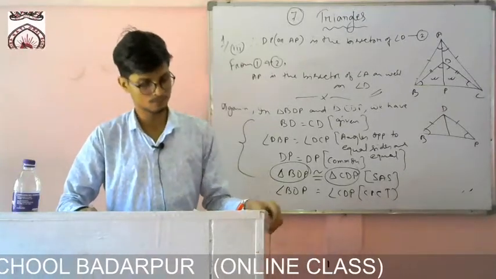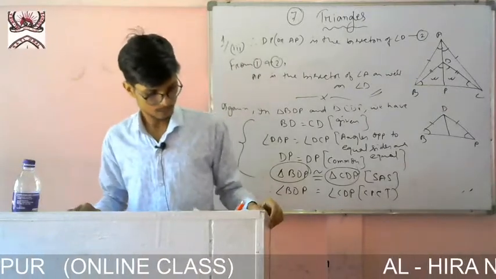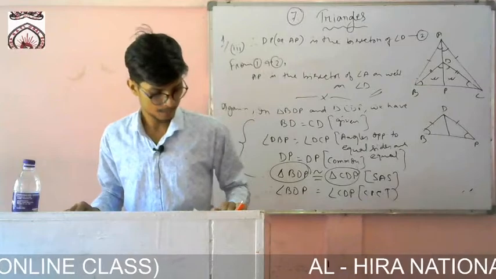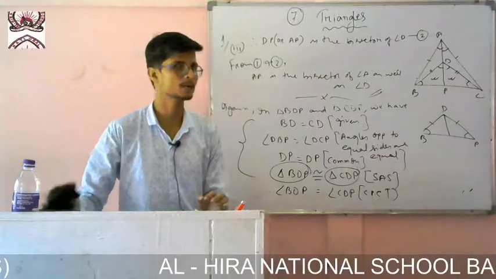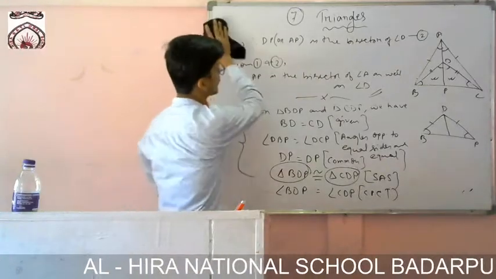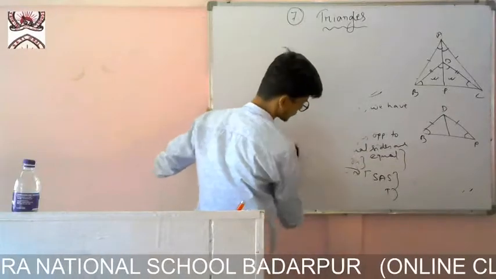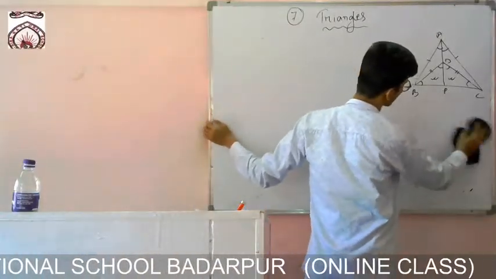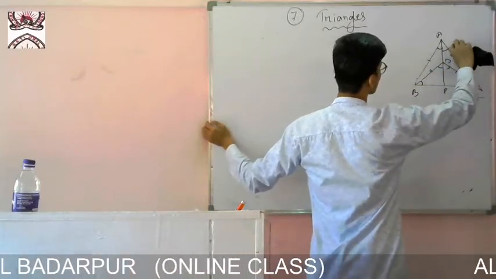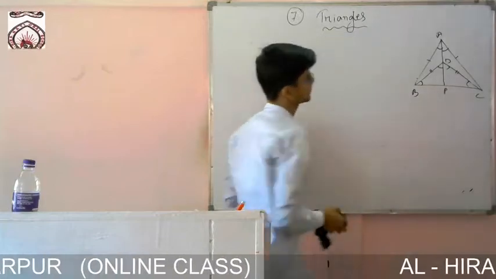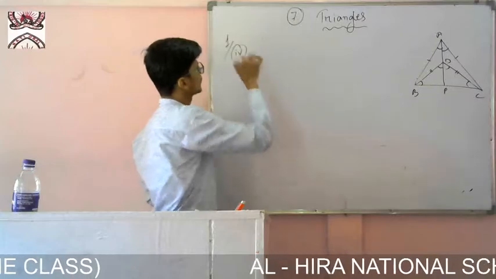Again, another one is left, Roman number 4. So many sub-questions are given, no? So Roman number 4, you see, AP is a perpendicular bisector of BC. AP is the perpendicular bisector of BC. Okay, let me erase this. Question number 1, Roman number 4.